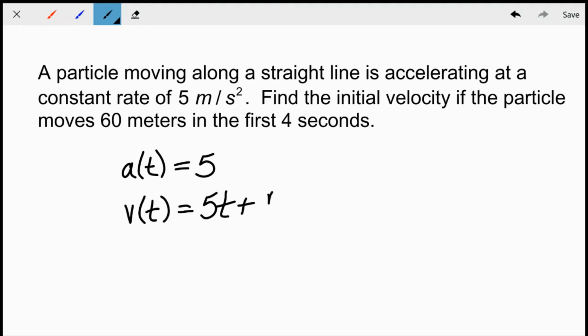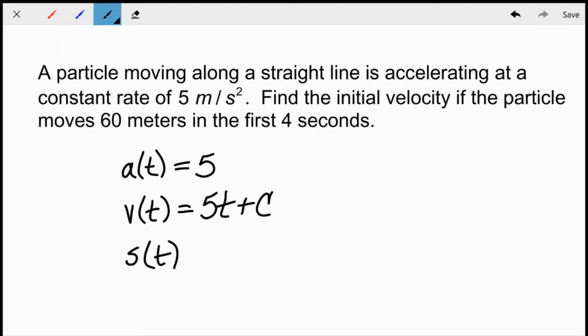I just took the antiderivative of the acceleration. Now, notice it says find the initial velocity if the particle moves 60 meters in the first 4 seconds. I don't know what this c value is yet, and I don't really have any way to identify what the c value is because they didn't give us anything about the velocity at any point in time. So I'm going to have to work off of my position function.